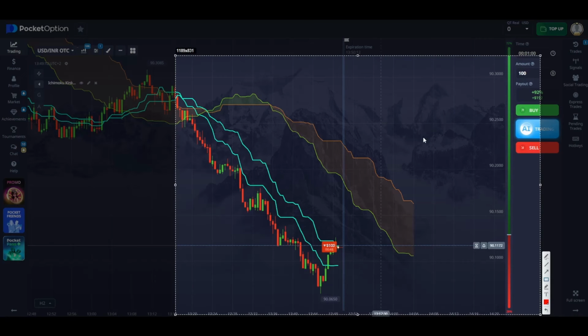First of all, you look at the color of the cloud. Right now, the color of the cloud is red. That's our signal to open a trade for a drop. A signal to open a trade for a rise means the cloud is green, like this one here.